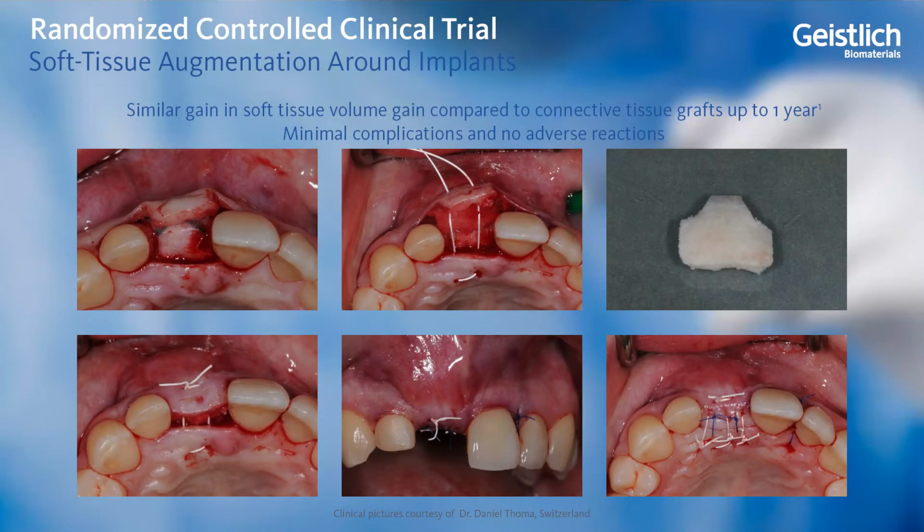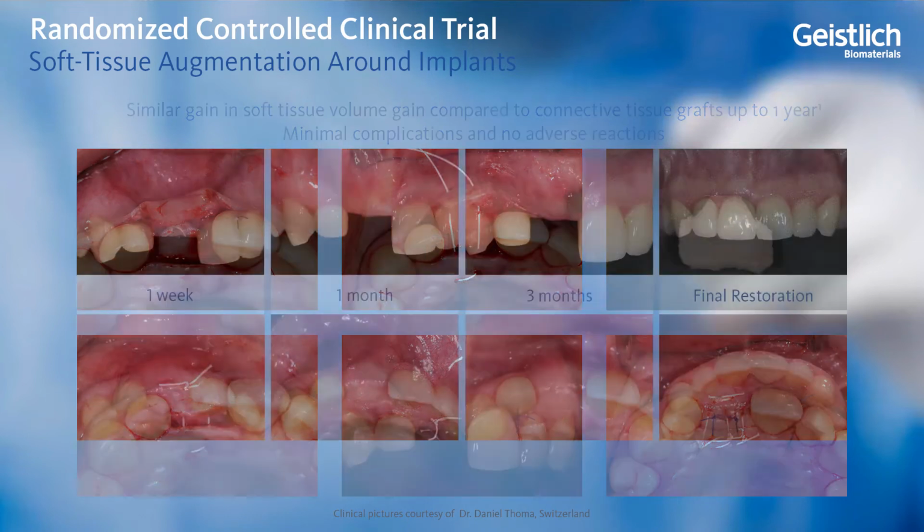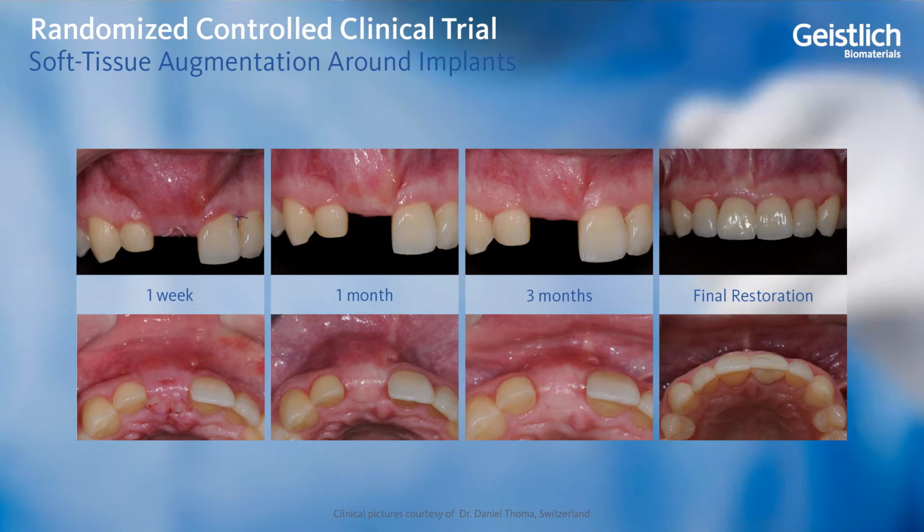Recent clinical studies in humans confirm the animal studies. In a randomized controlled clinical trial from the University of Zurich, the investigators looked at soft tissue augmentation around previously placed implants. Geistlich Fibro-Gide achieved similar results to autogenous tissue grafts after 1 year with minimal complications or adverse reactions.